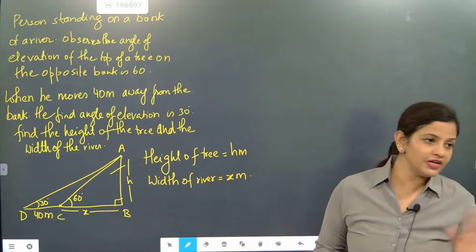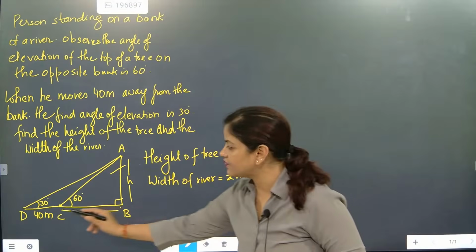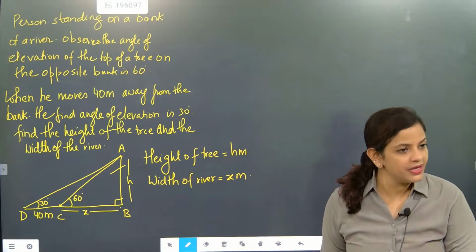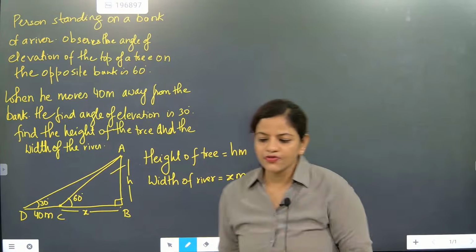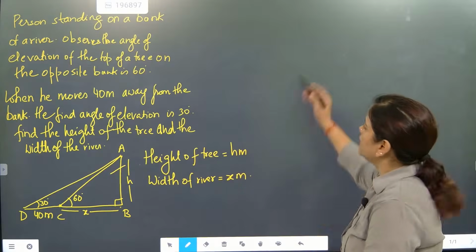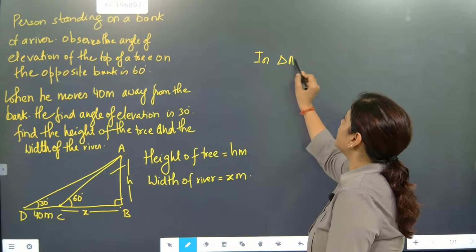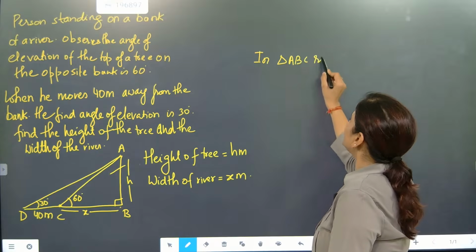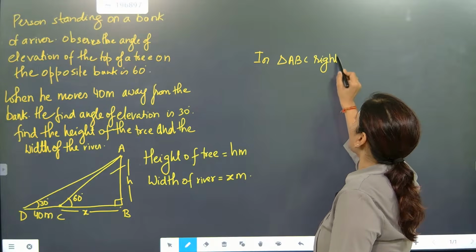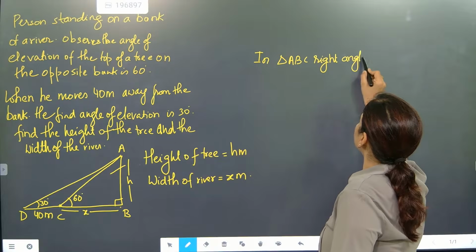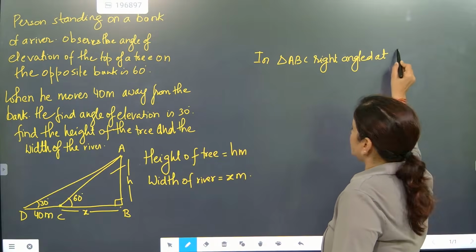Which triangle will we take, beta? First we will take this first triangle ABC. Okay. So our first triangle is ABC. So now in triangle ABC, how will we write, beta? It is right angled at B.